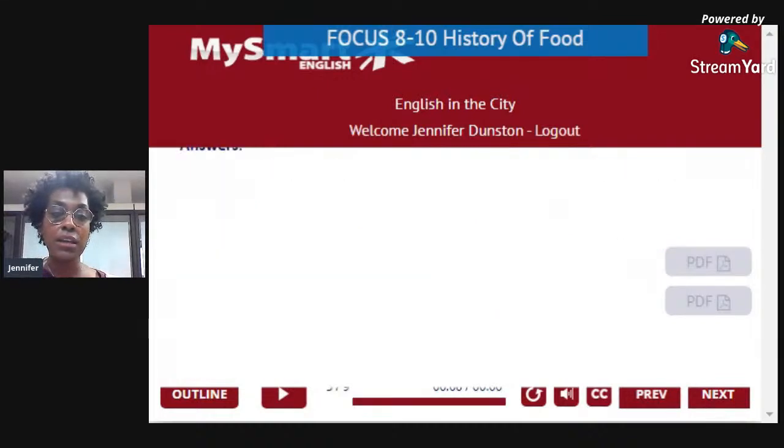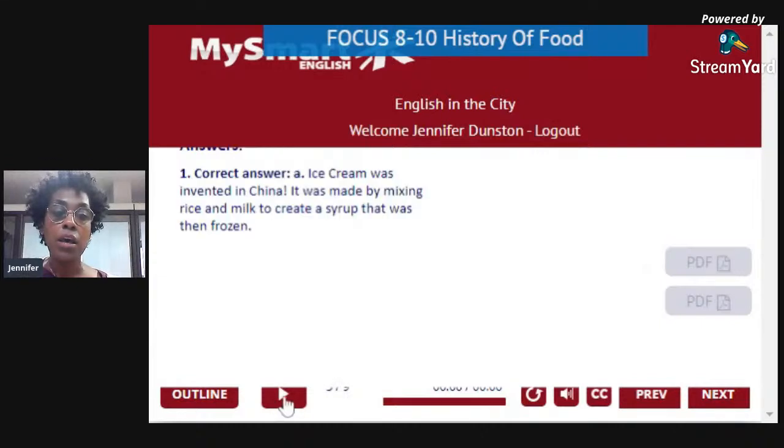Let's go on to the next screen. And here we're going to find them one by one. We said that the correct answer for number 1 is A. Ice cream was invented in China. It was made by mixing rice and milk to create a syrup that was then frozen. So ice cream is something that varies from country to country, but the idea is still the same. I think they were purple, the purple carrots, and now we can find them again on supermarket shelves. I have never seen a purple carrot. I'm going to have to check that out.